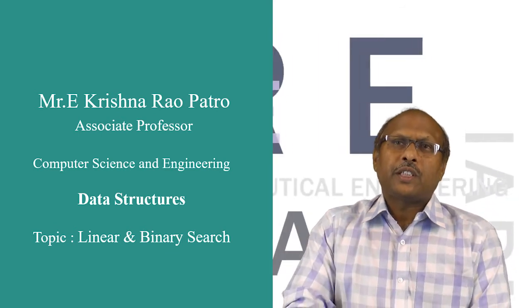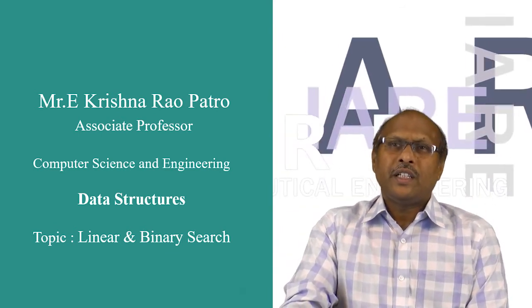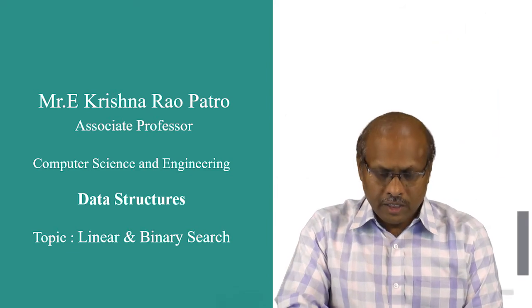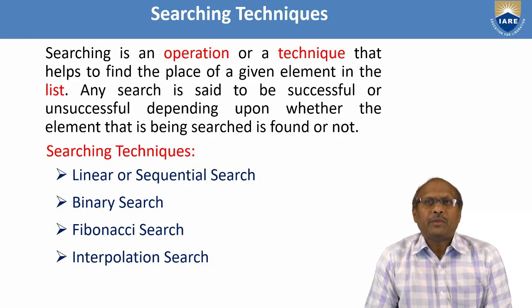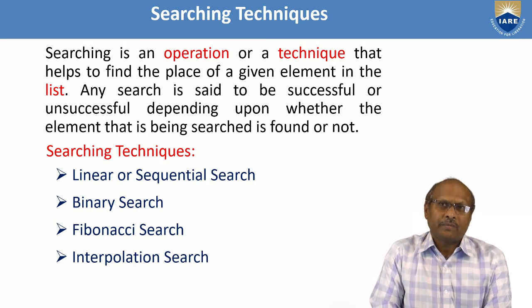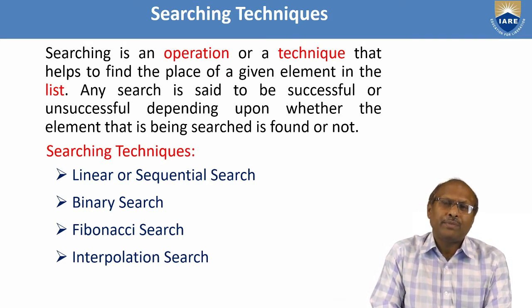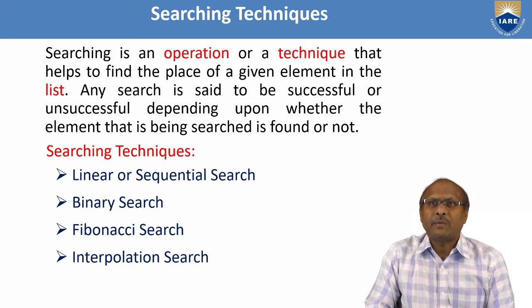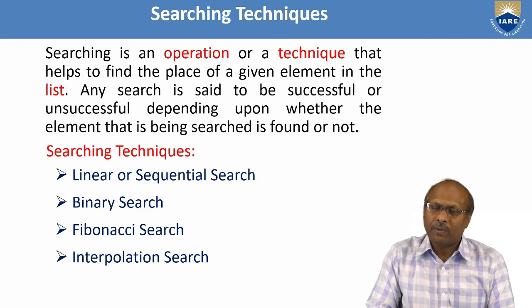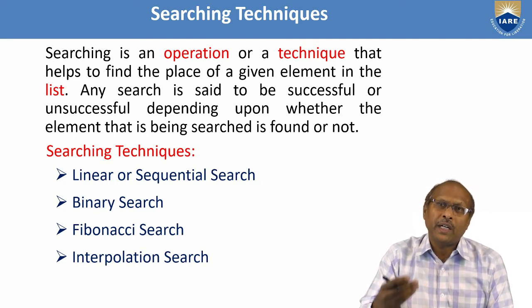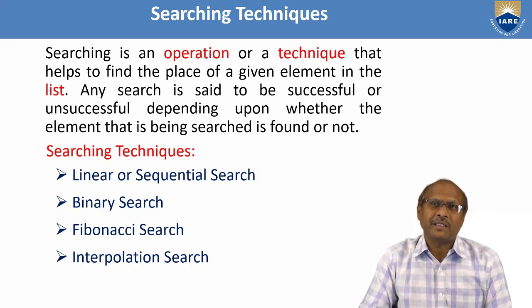Now, we'll discuss one more important topic, that is linear and binary search. First, we'll start with linear search. I told you, searching is one of the important operations in data structures. Searching is an operation or a technique that helps to find the place of a given element in a list. So, if you have a set of items and you want to find something from this set, that operation is called searching.